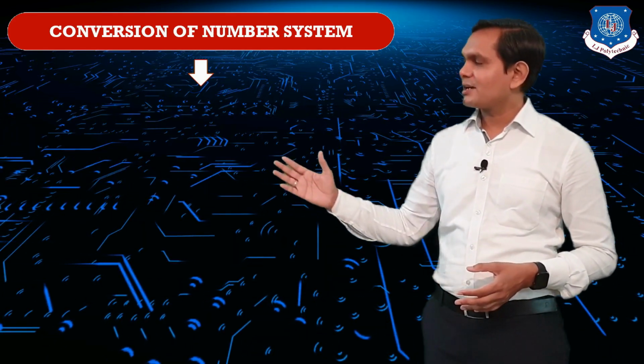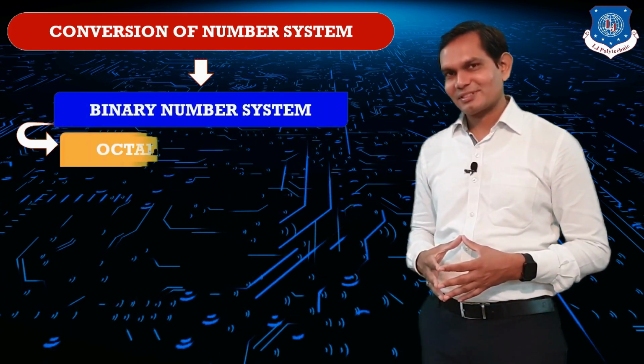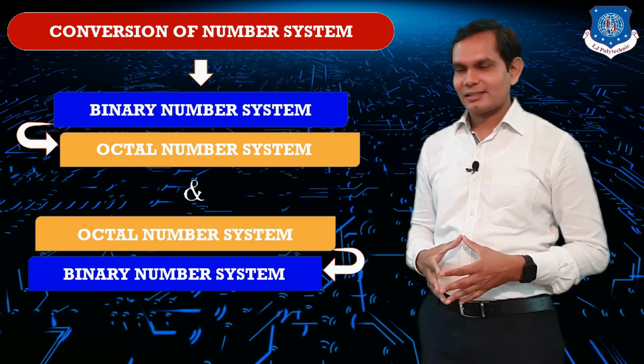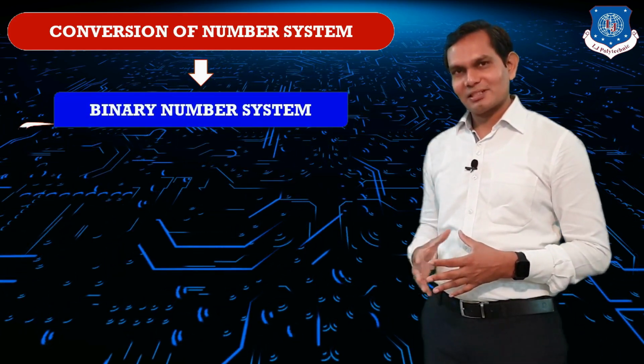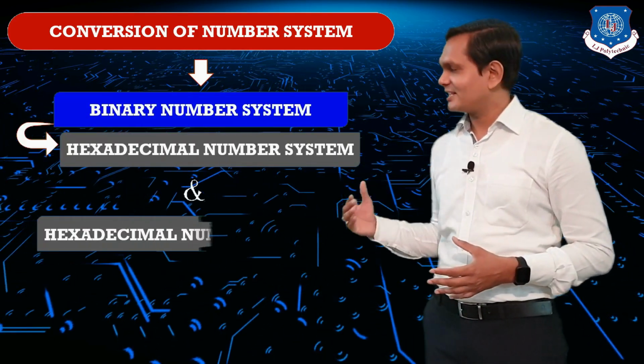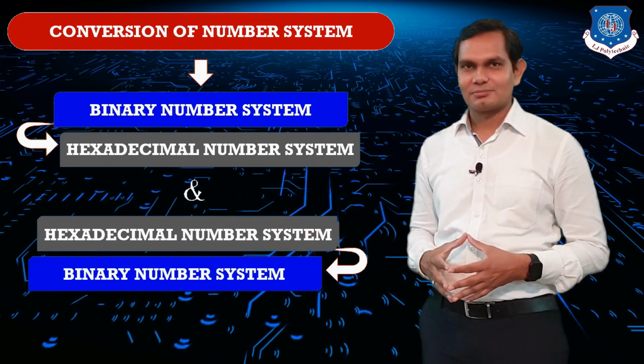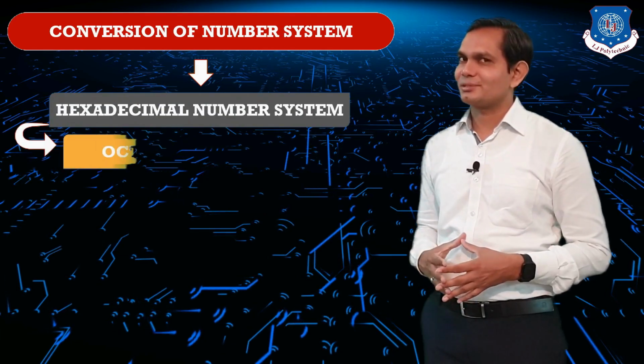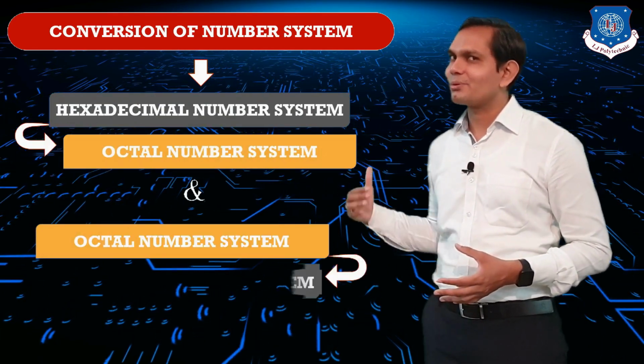The next method is binary to octal number systems, vice versa octal to binary. Then binary to hexadecimal, vice versa hexadecimal to binary. And the last category is hexadecimal to octal number systems, vice versa octal to hexadecimal.